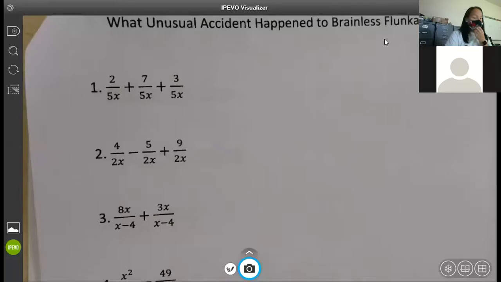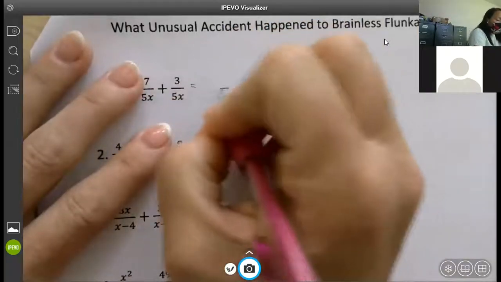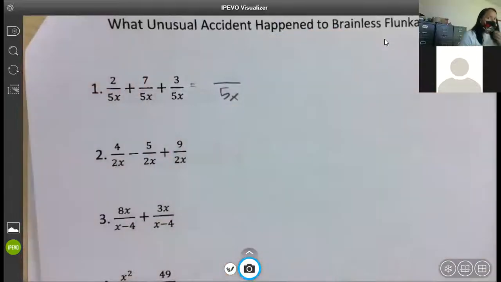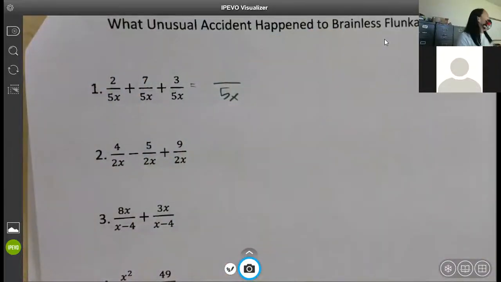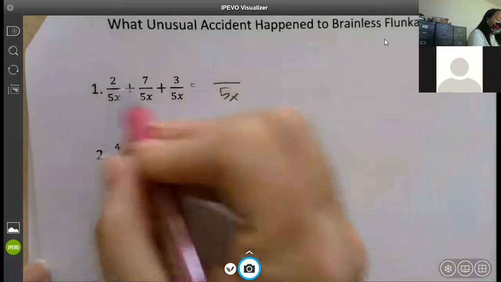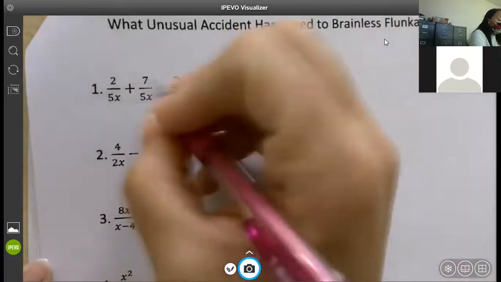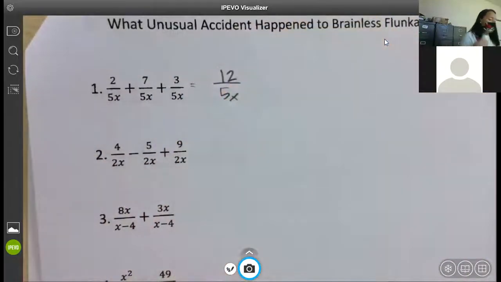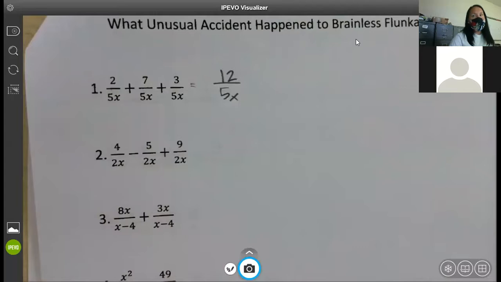Go ahead and record. The first one should have been fairly easy for you. You had a common denominator of 5x. And again, just going over this real quick to make sure you know exactly what you're doing. Then we just add the whole top. So 2 plus 7 plus 3 is 12. You don't have anything else. There's nothing else that you can do with that one. So that's as good as it gets.